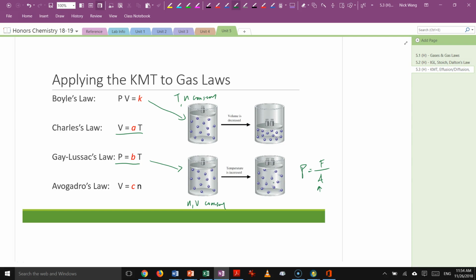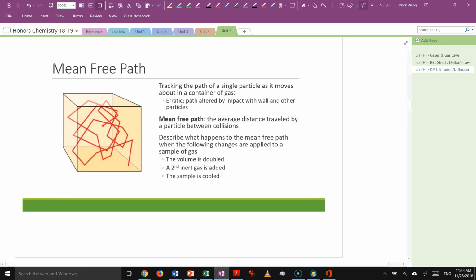Right. Now, I didn't go over Charles' law or Avogadro's law with you, but I encourage you to take the time right now to go ahead and just briefly talk through it. See how it is that you change temperature to see the result in V, and changes in V, or how you change the mole amount and see what happens to the volume.